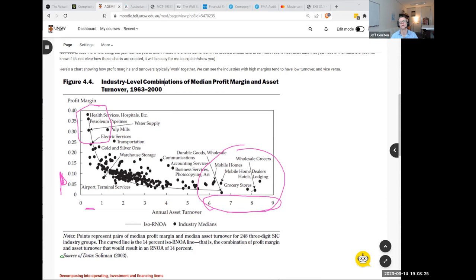Kashal. Jeff, why are hotels on the bottom right? I would have thought that they'd be similar to hospitals.